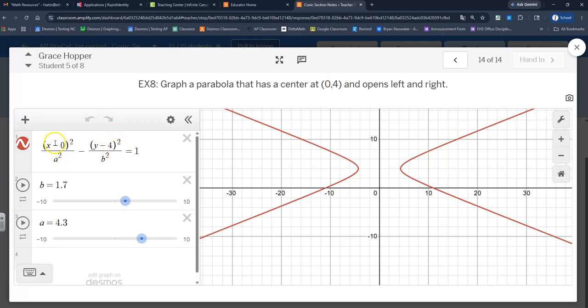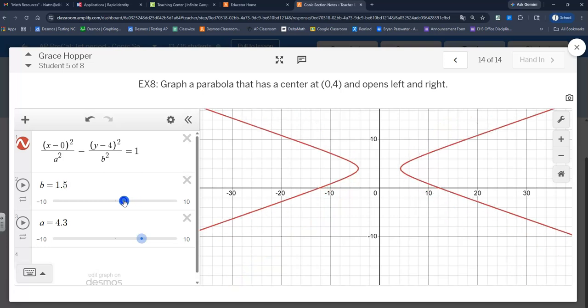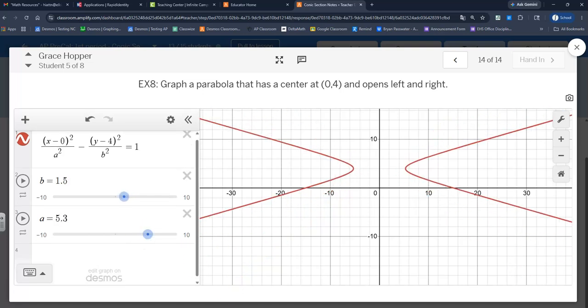Does Grace have to put the 0 right there? Don't have to. So sometimes, like, if you were to see this somewhere else, it may not have it, but it's fine for it to be there. And then you've got various A's and B's that you can play with there, but it doesn't change the center.